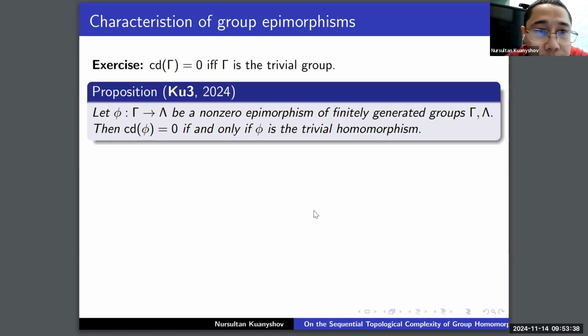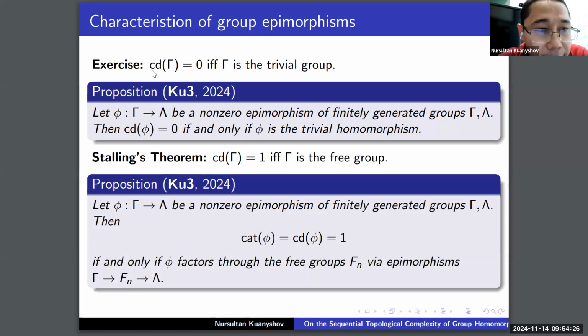Now, since I started studying the cohomological dimension of group homomorphisms, it turns out it is very interesting on its own. For example, I was reading Brown's book. Brown gives an exercise that says: prove the cohomological dimension of a group gamma is 0 if and only if gamma is trivial. Well, a natural question arises: can I characterize this for group homomorphisms? The answer is yes. Let phi be a non-zero epimorphism of finitely generated groups. Then the cohomological dimension of phi is 0 if and only if phi is a trivial homomorphism. And the proof is not hard.